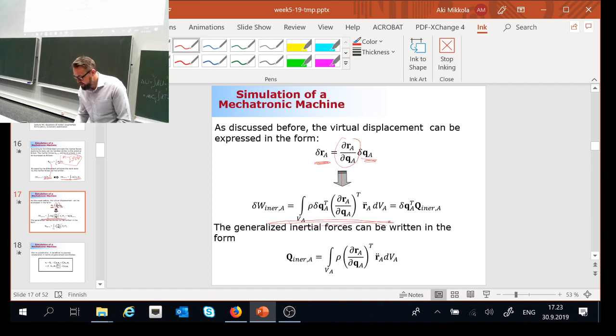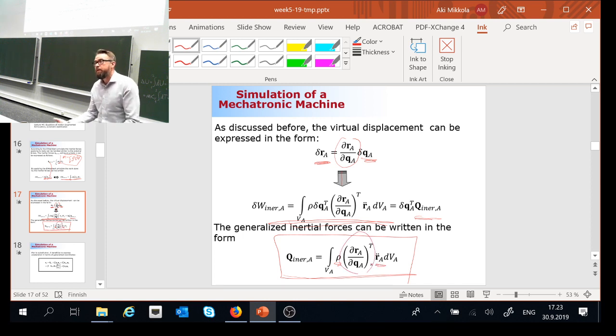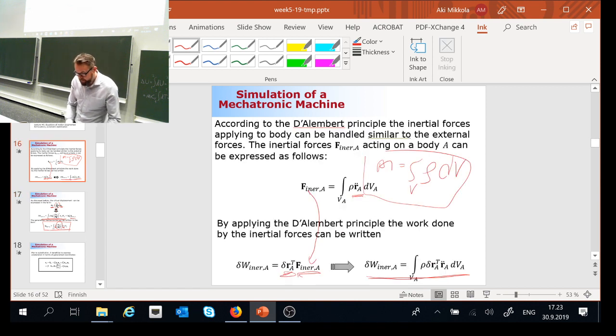I'm going to take the delta Q off from that equation. What is left is going to be called generalized inertial forces. And generalized inertial forces can be written as it is shown here. What I have here is my mass multiplied by acceleration multiplied by my mapping matrix. Nothing else. So I have mass multiplied by acceleration multiplied by mapping matrix. Nothing else.